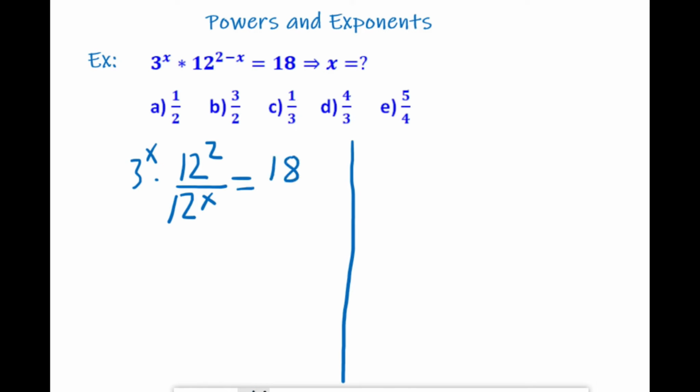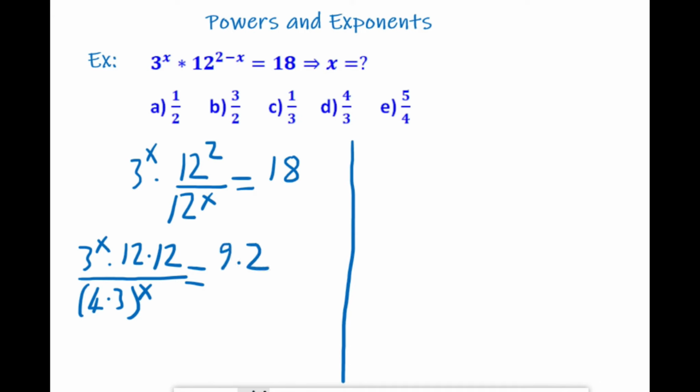So here what we can do is 3 to the power of x times 12 to the power of 2, which is 12 times 12 divided by 12 to the power of x, is equal to 18. 18 can be written as 9 times 2. So from here we can simplify this expression. 12, if you divide 12 by 2, you're going to have 6. If you divide 2 by 2, you're going to have 1, so these are gone here. And let me continue here.